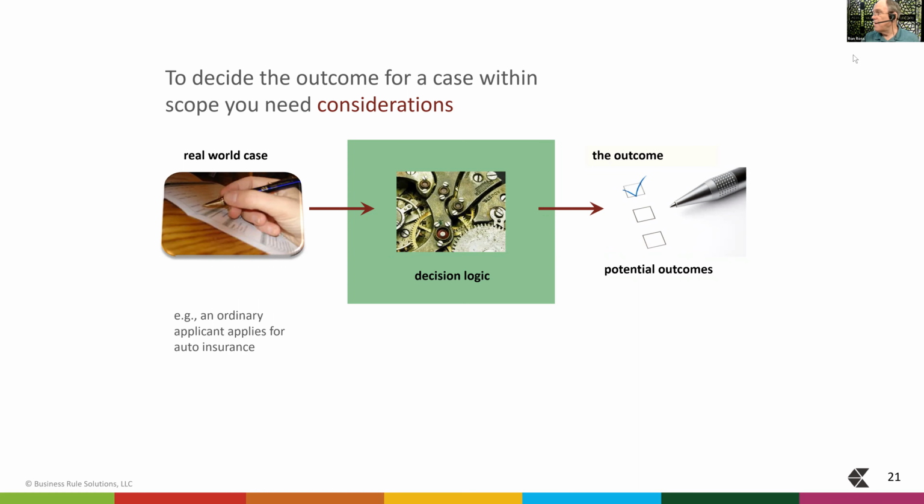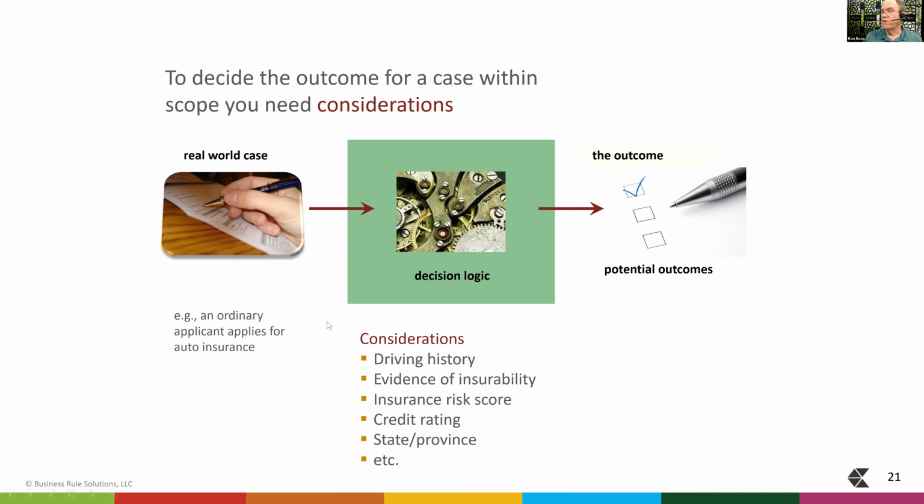So back to insurance, back to our normal kinds of example. We have the real world cases where an ordinary applicant applies for auto insurance, decision logic does its thing, and then we get an outcome selected from our potential outcomes. And what you need, of course, in order to create a decision table and also to make that determination, is considerations. So we'll decide what the normal considerations are for normal kinds of insurance applications, and they have to do with driving history and evidence of insurability, insurance risk score, credit rating, state or province, and things of that nature. And maybe 95% of all our cases follow those conditions, and we put them together in order to come up with the appropriate outcome.